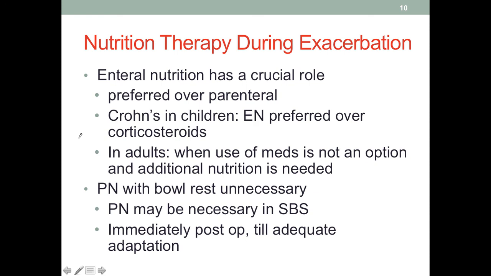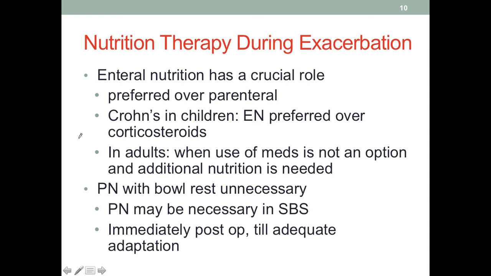IBD is a chronic autoimmune disease, but the condition doesn't always have the same level of severity going on 24 hours every day. There are periods of exacerbation and also remission periods. Obviously, the exacerbation period is more severe. There will be more discomfort or pain, and often it requires medical attention.